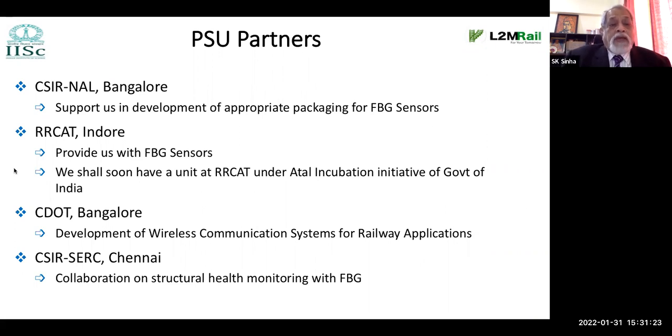That's a fabulous lab when it comes to structural engineering in general. We were asked by another railway unit to work on structural health monitoring of railway structures, and now we have tied up with them to support us. So these are the four large PSUs with whom we now already have MOUs, and we are actively engaged with them.